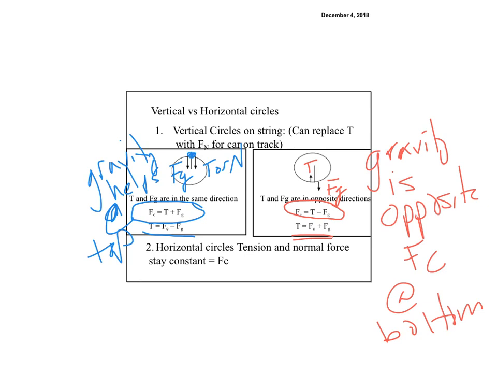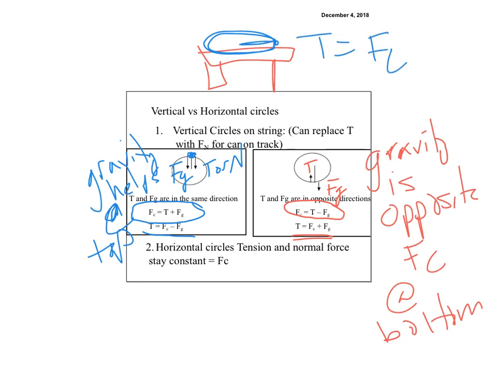For horizontal circles, the tension and normal force stay constant, because they're just equal to FC and you don't have gravity helping or fighting against. Of course, the only way to have a perfectly horizontal circle is you'd have to have like a marble on a table. So if you had a table with a hole in it, and a marble going around like that, attached to a string like this, then my T would be equal to FC in this case. But it wouldn't change if it's going in uniform circular motion.